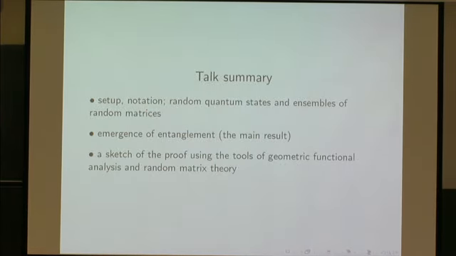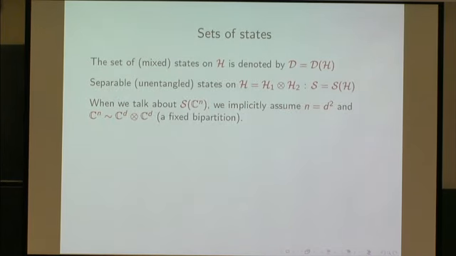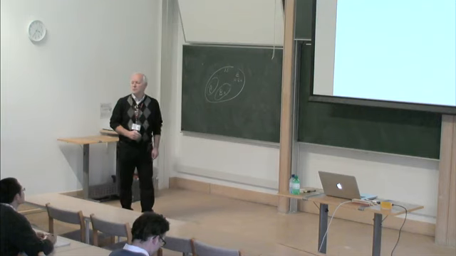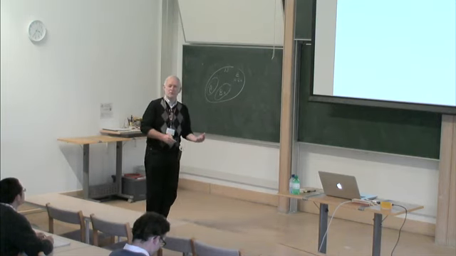Well, the summary. The first part will be just recalling the notation and setup that was already in Guillaume's talk. Then I will state the main result, and then I will try to give some elements of the proof. So the setup: the set of states is denoted by D. The set of separable states, for some fixed bipartition, is denoted by S. Whenever we talk about S of C^n, we implicitly assume that C^n is represented as a tensor product of two copies of C^d, and in particular that n equals d squared. So whenever you see n or d, they mean exactly this throughout the talk. This was the same as in Guillaume's talk.